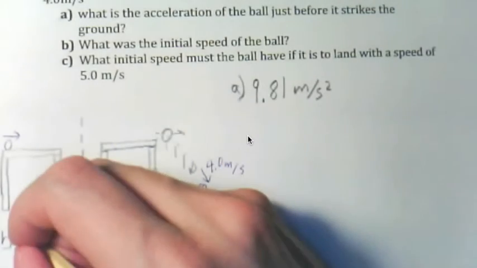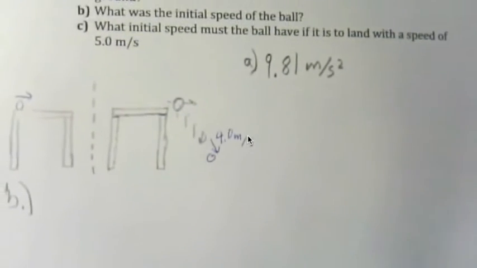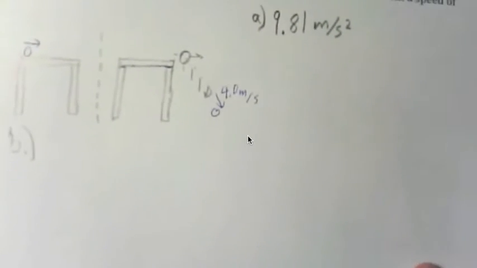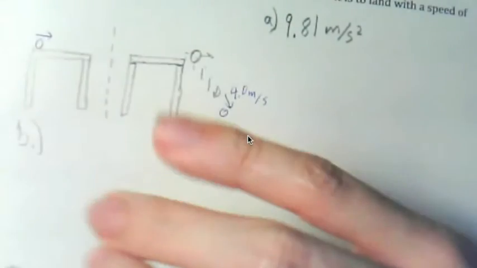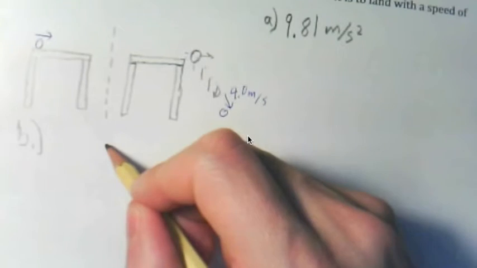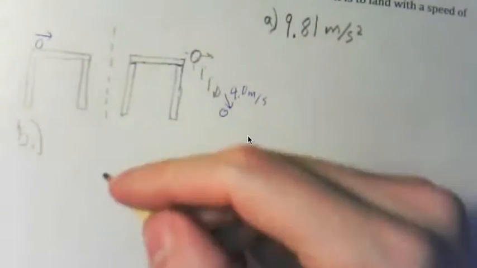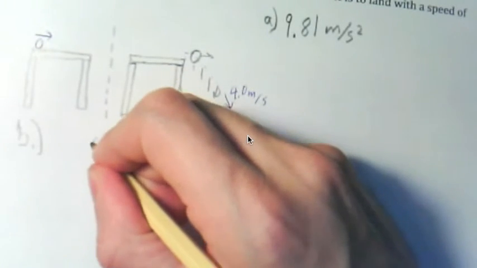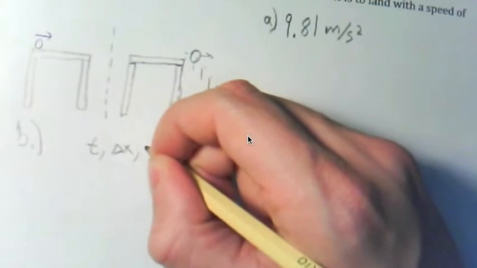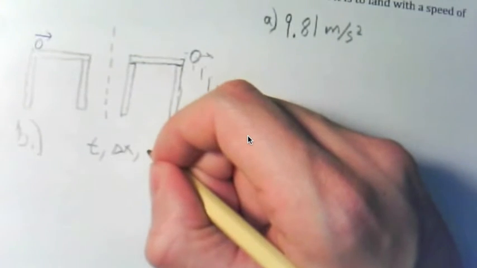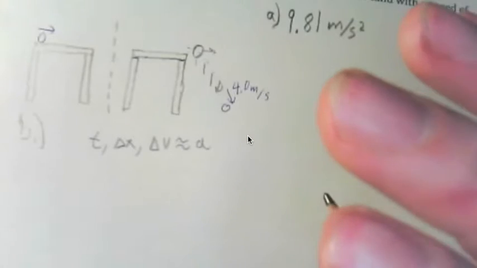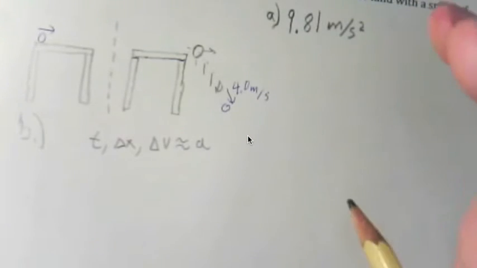Okay, part B. What was the initial speed of the ball? Okay, so let's talk about our kinematic equations. All of our kinematic equations are based on how long it takes something to move through a certain amount of space, or how long it takes for something to reach a certain speed through that space. So we're using time and displacement and velocity, and from any of these three, we can get the others. We have to make a decision on which formulas we can use.